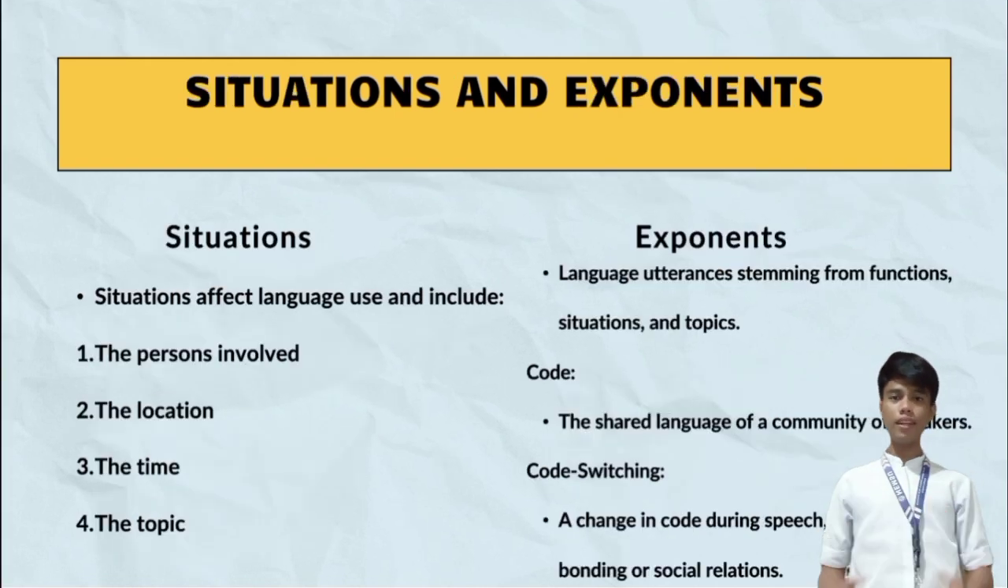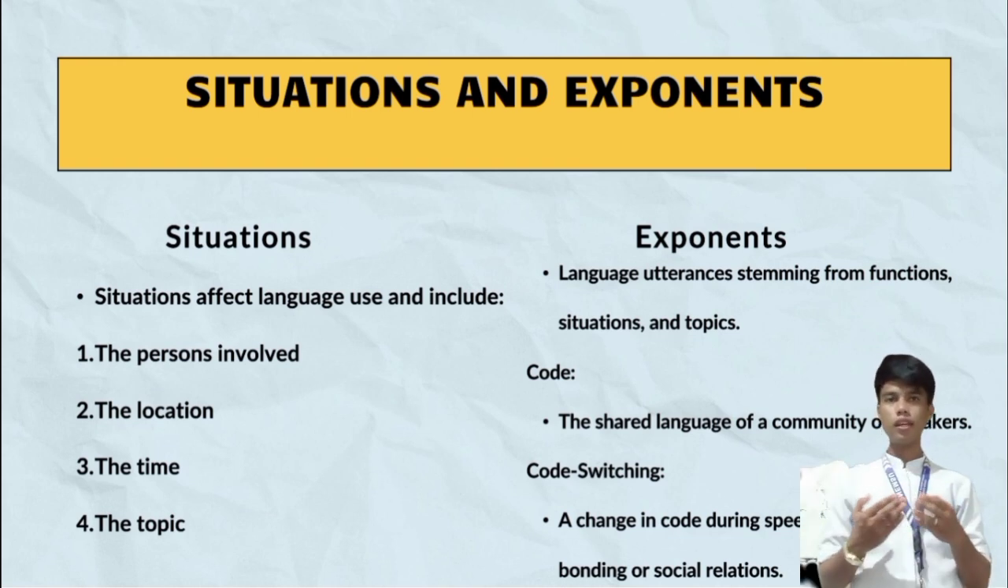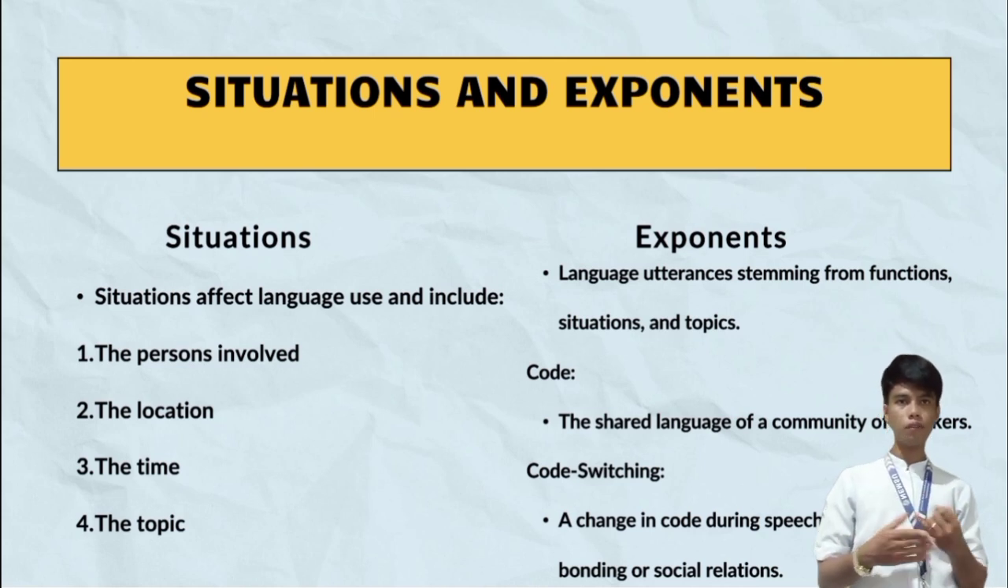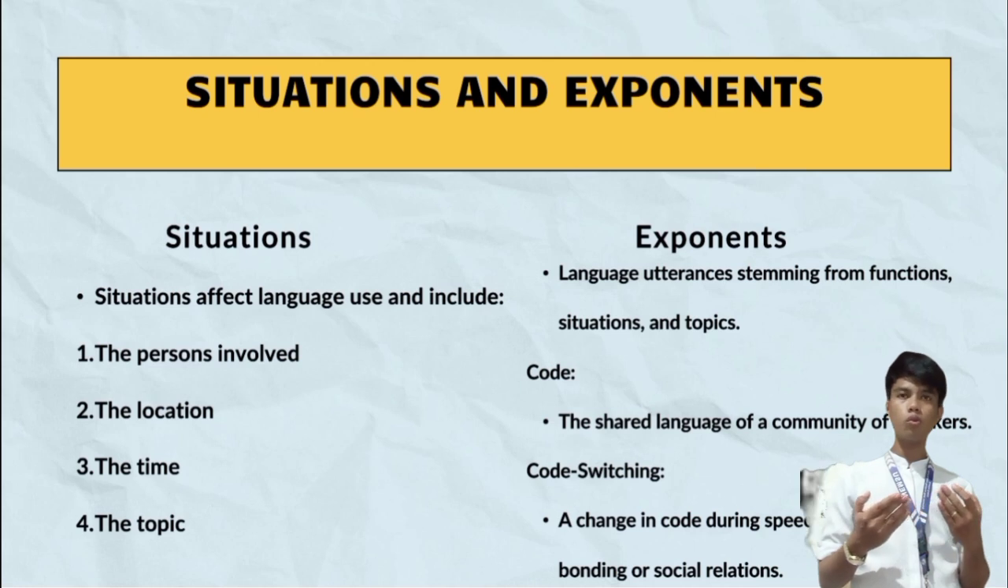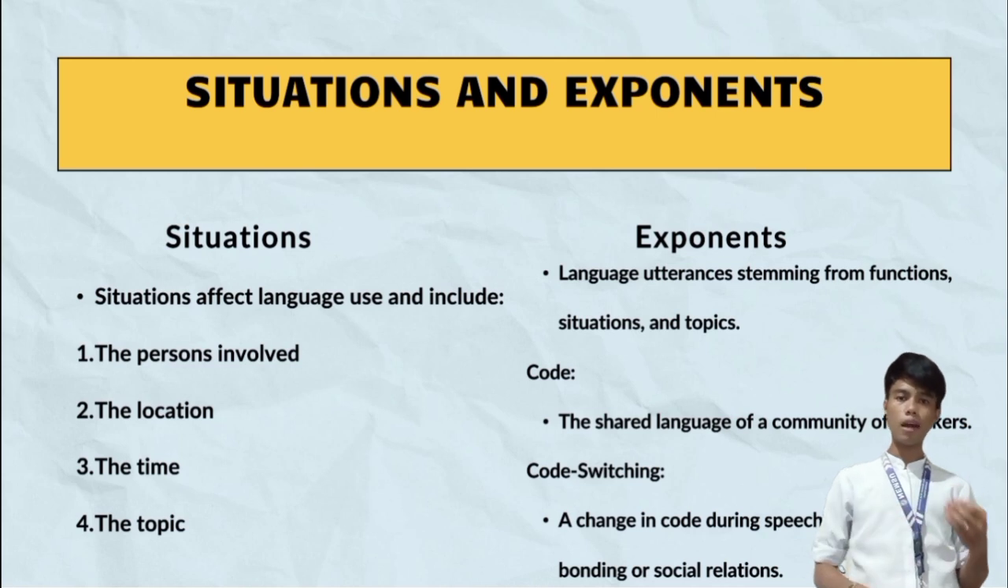which help contextualize grammar teaching. And now there are two elements that can affect the function of the language, which are the situations and exponents. Now let us know the situations first. The situation can affect the language use or the formality and informality of language, and this includes, number one, the person involved. For example, who are you communicating with? If you are just communicating with your friend, then you can use informal language. But if you are communicating with your teacher or professor, you can use formal language, right?